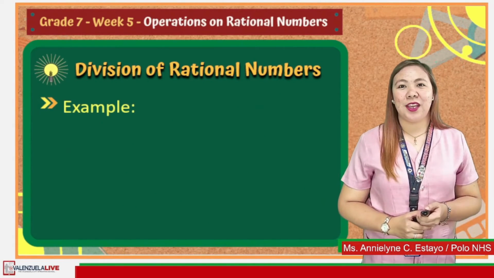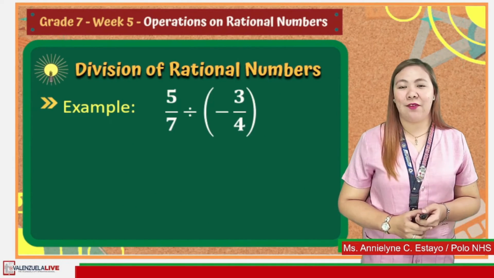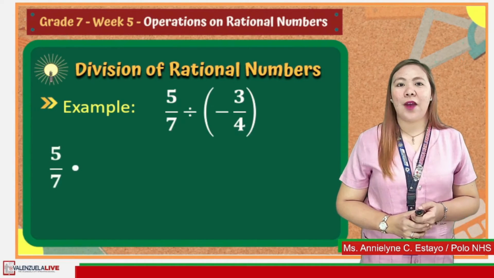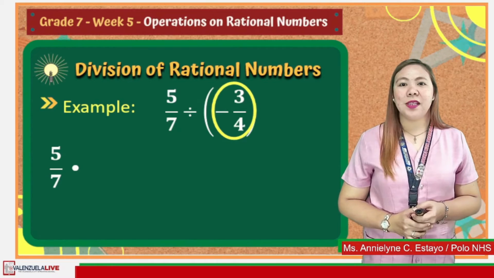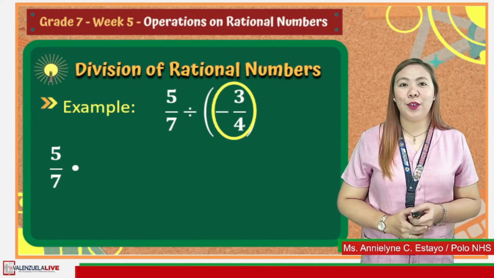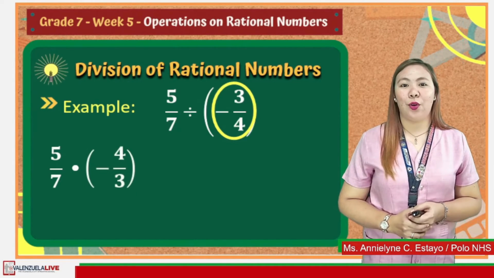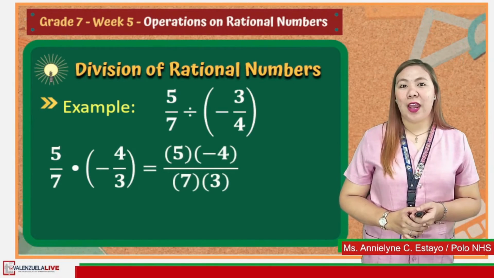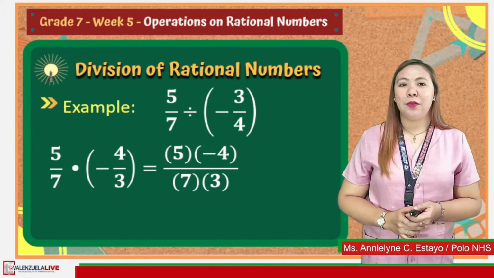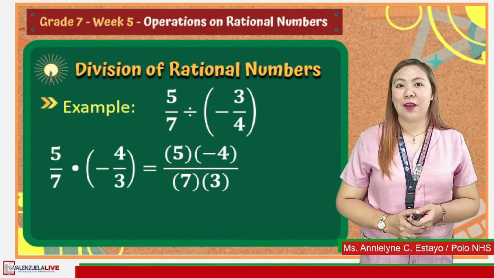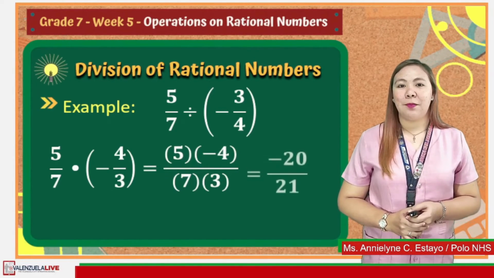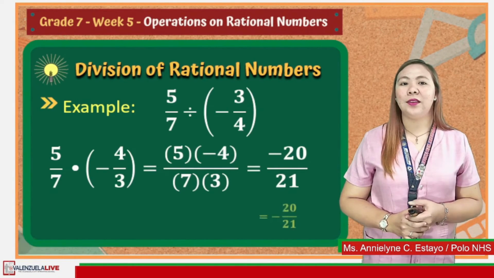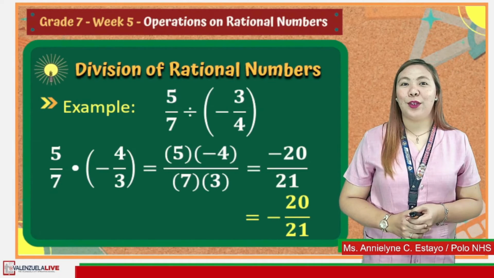Another example is the quotient of 5 over 7 and negative 3 over 4. We have 5 over 7 times the reciprocal of negative 3 over 4, which is negative 4 over 3. Next, multiply the numerators 5 and negative 4, and multiply also the denominators 7 and 3. Simplifying, it will give us negative 20 over 21.